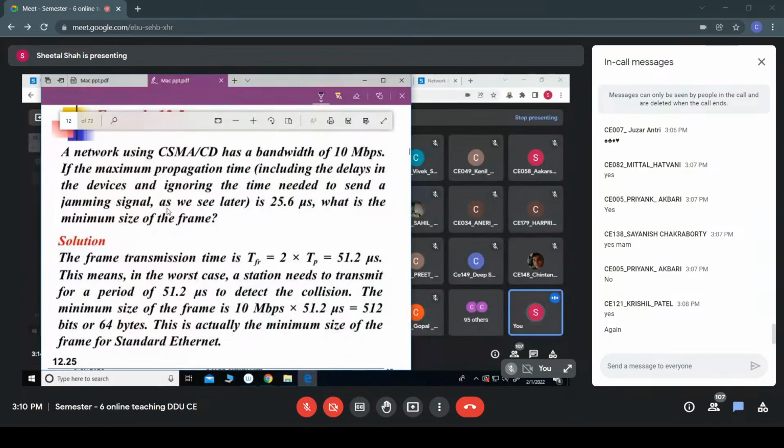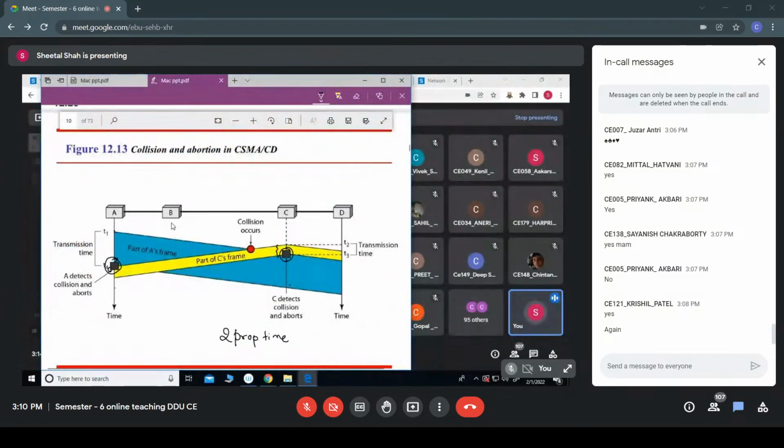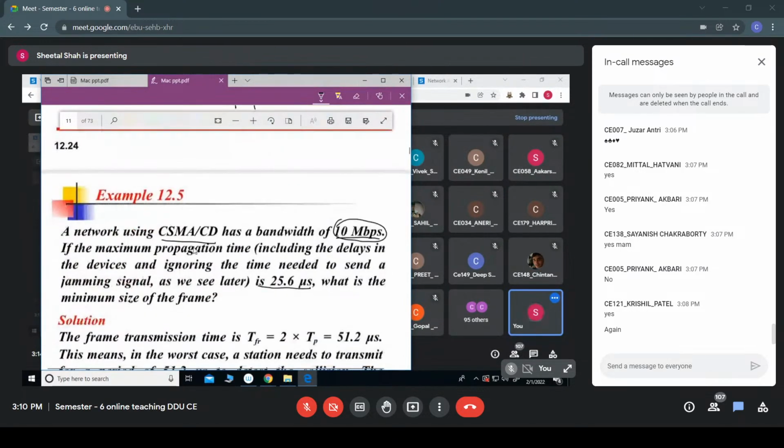Say suppose a network using CSMA/CD has a channel bandwidth of 10 megabits per second. If the maximum propagation time, including the delays in the devices, etc., is 25.6 microseconds. Propagation time means the time to reach from A to the farthest station, which is at D. So this much time is nothing but the propagation time, and it takes around 25.6 microseconds for a single bit to reach that particular station.